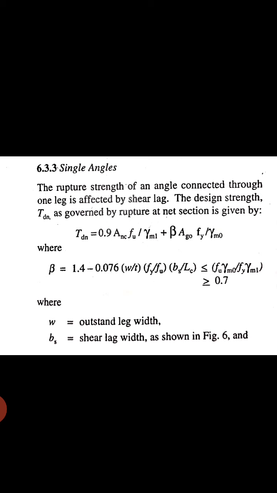Here beta is equal to 1.4 minus 0.076 W by T, Fy by Fu, Bs by Lc, which is less than or equal to Fu into gamma m naught divided by Fy into gamma ml, and should not be more than or equal to 0.7. Where W is the outstanding leg width and Bs is the shear leg width. I'll explain these one by one.